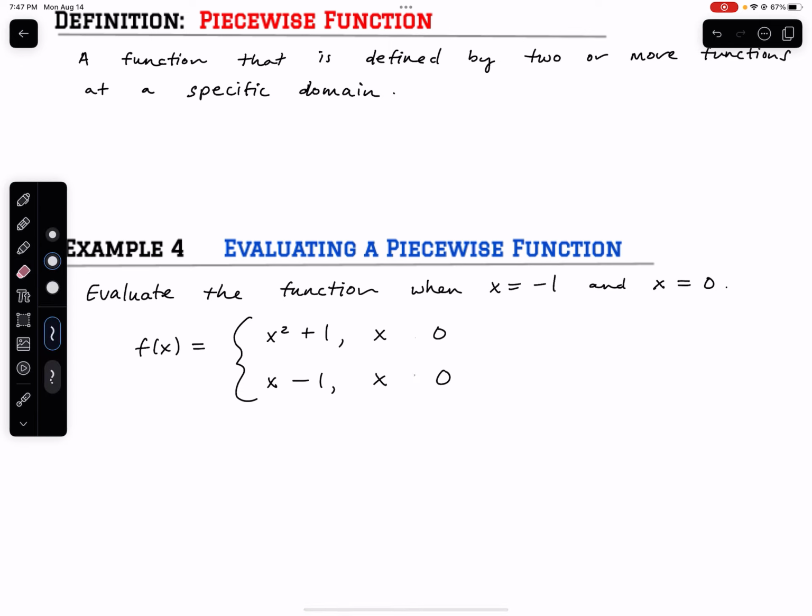And I already messed this up. So if you're watching this, sorry. x is less than 0 is the top one, greater than or equal to 0 is the bottom one.